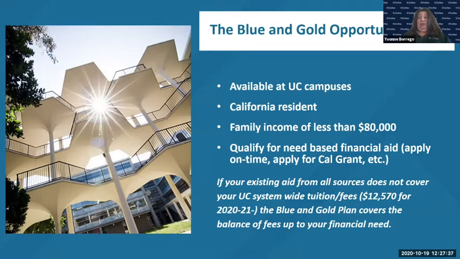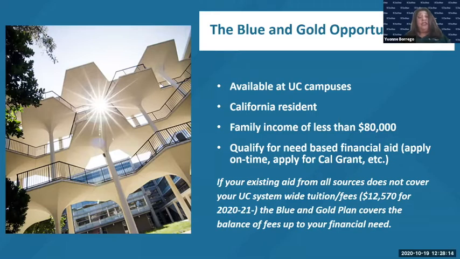Now, a lot of students will say, well, that's me. My family earns less than $80,000. I'm going to be attending UC San Diego. So then I am going to be awarded the Blue and Gold. Well, the next part of this equation is that we look at the total of all of your gift money, your grant money, your scholarship money. And if it is less than $12,570, we will award you the Blue and Gold.